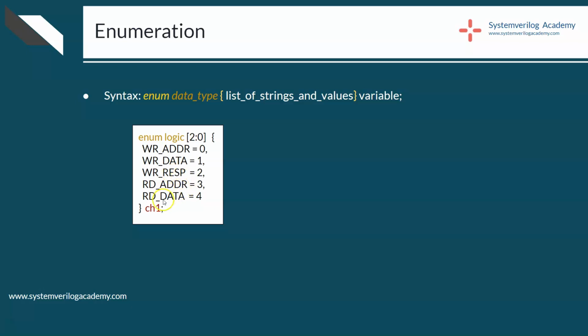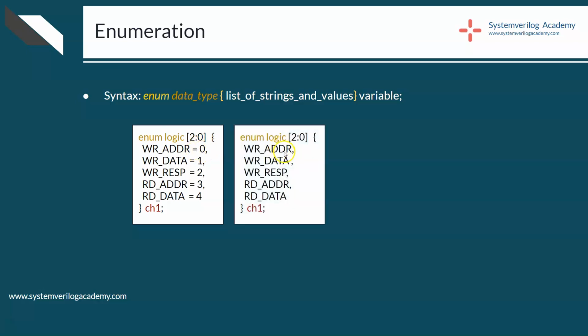Once you define this variable using enum, you are free to assign a value to this signal named ch1 with any of these strings. That means you can assign ch1 equal to wr_addr or wr_rsp, etc. These are the value sets in this enumeration, and the value set is given by the string followed by the actual value by using an assignment. It's also possible not to give these values using the equal to symbol. In this case, the first string will be assigned the value 0, the next one the value 1, and so on.